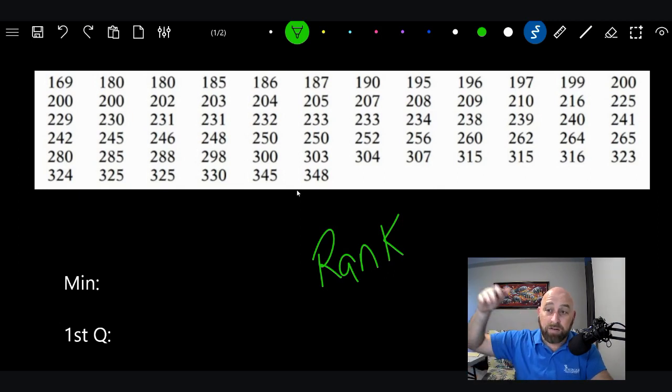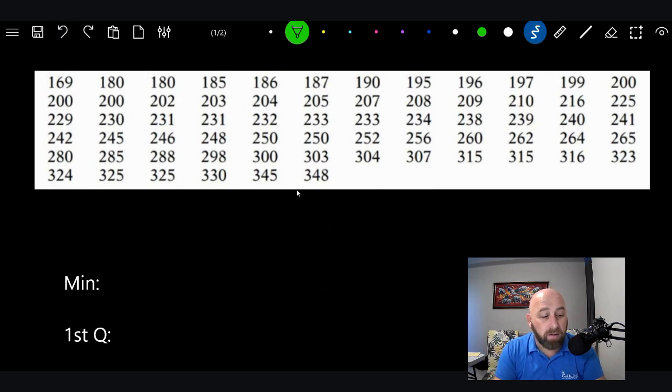And the higher you go, the bigger guy you are, the higher your rank is. When you first start, you're a little guy with a small rank, and other people can tell you what to do. Well, it's the same thing here with the numbers. They're ranked. They're put in order. 169 is the smallest one. 348 is the largest one.